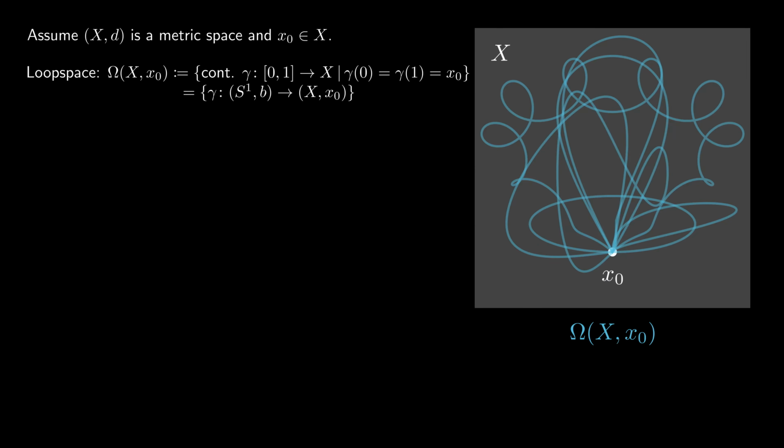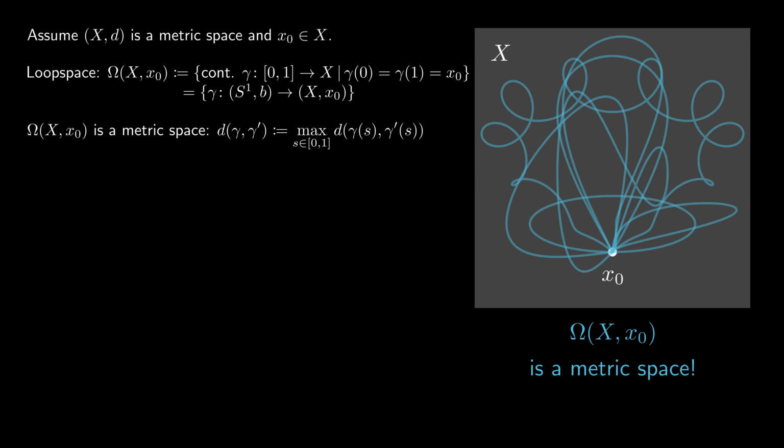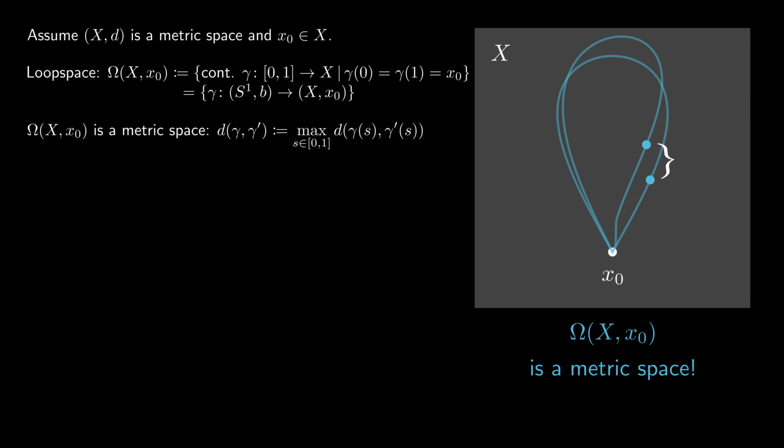Now the remarkable thing is that this set of loops comes with a nice metric. It's just the uniform metric. The distance between two loops is just the maximum distance between corresponding points. So two loops are close together exactly when all of their corresponding points are close together. Instead of just thinking about a set, we often get more out of a piece of math if we look for a nice topology or metric to put on the set, so that's what we're doing here.